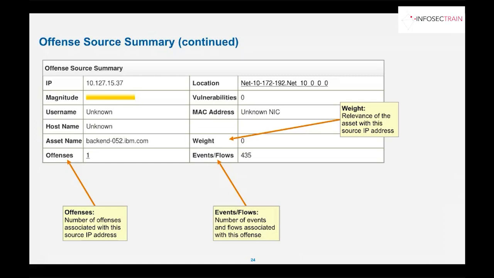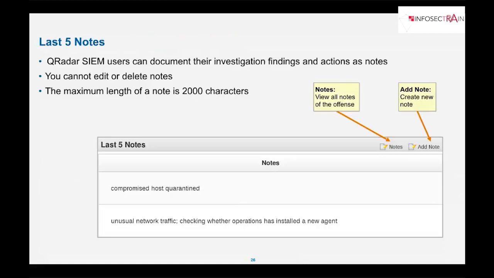And then total number of events and flows which contribute to this offense. That is the information here. All right, so investigating in detail, last 5 notes. As I said, this is the analyst area, and they can put their custom notes on the update on the incident, how they are working on it.